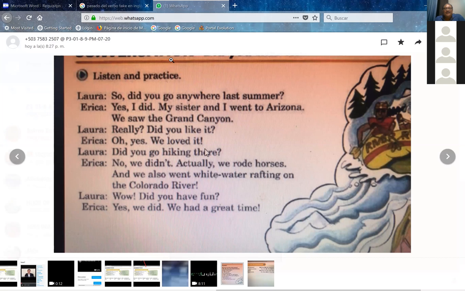Okay, just remember this. Actually. We rode, we rode horses. Did you go hiking there? Hiking. Did you go hiking? Hiking. Yes. Okay. Good. And the Grand Canyon. Grand Canyon. We saw the Grand Canyon. Okay.